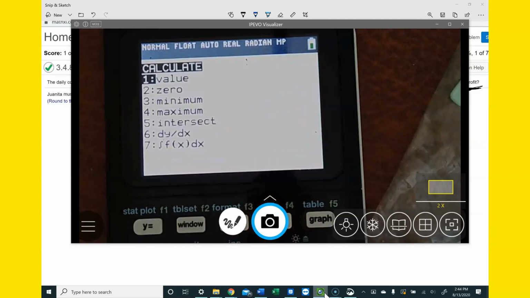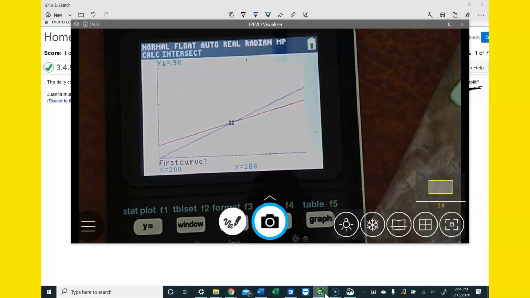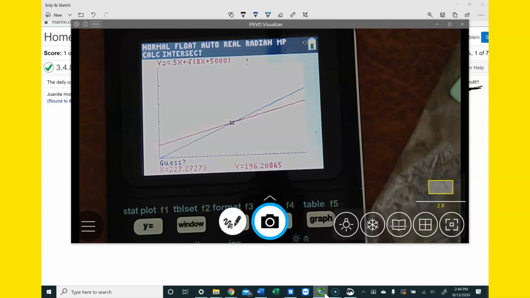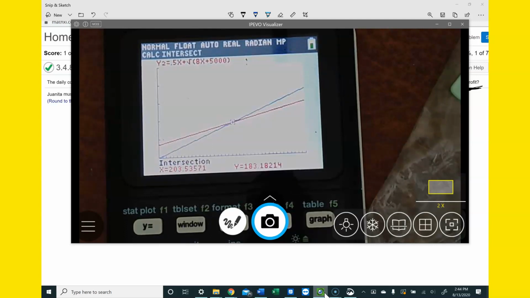Second calc, intersect is option 5. All right, it's going to say first curve, second curve. So first curve, it doesn't matter. I'm just going to hit enter. Second curve, I'm just going to hit enter again. Then it says guess, and I would want to take this cursor kind of near where they cross, but it doesn't really matter how close I get. I could have left it where it was. Just hit enter again. And it tells me the intersection is 203.5 and 183.2.